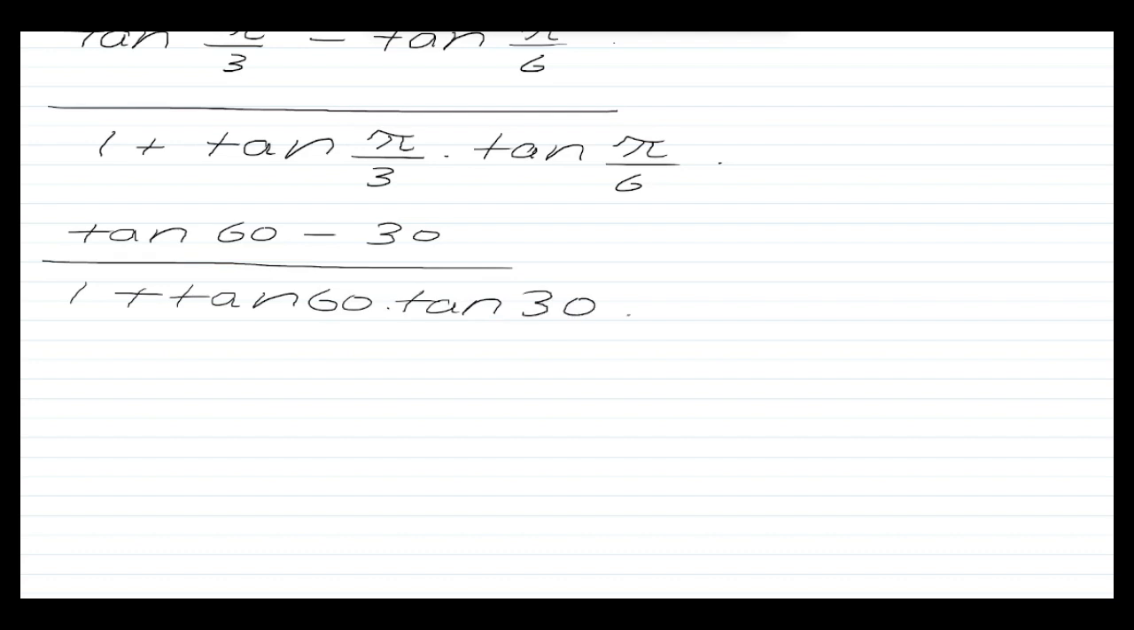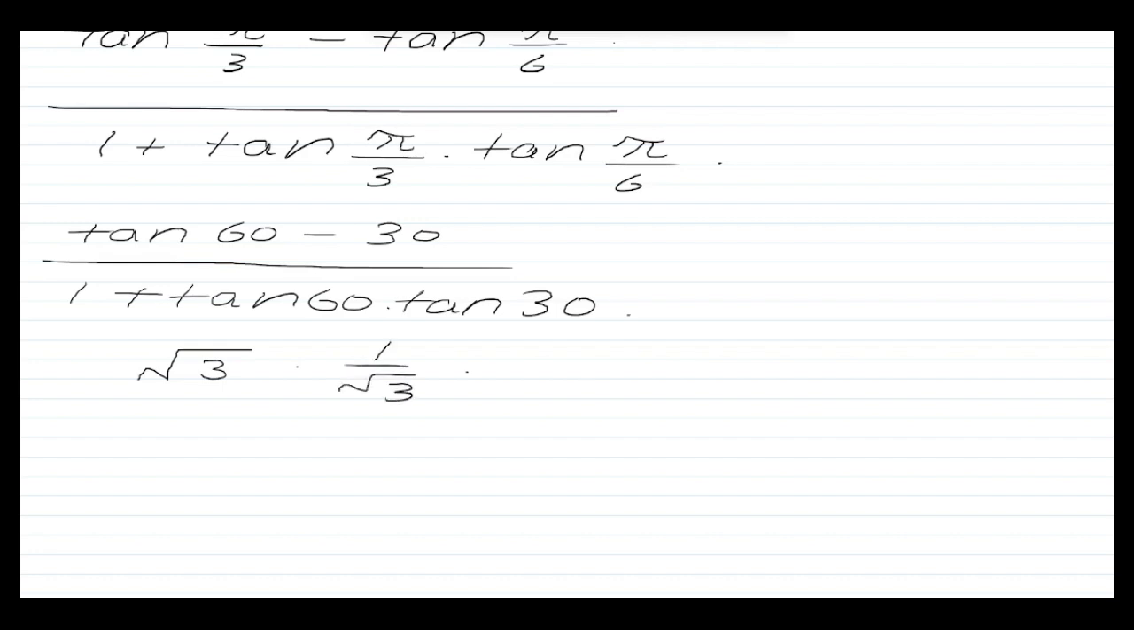So what is the tan of 60? The tan of 60 is under root 3. And what is the tan of 30? The tan of 30 is 1 by under root 3. So we can write under root 3 multiplied by 1 by under root 3.